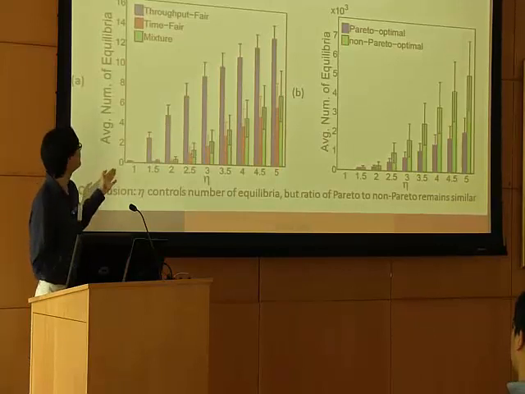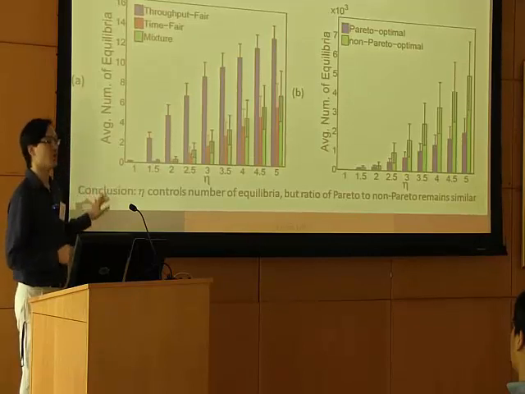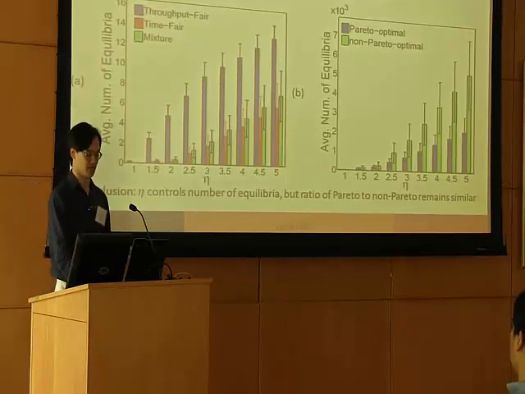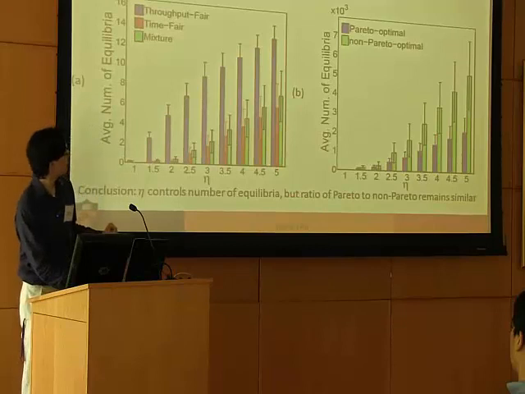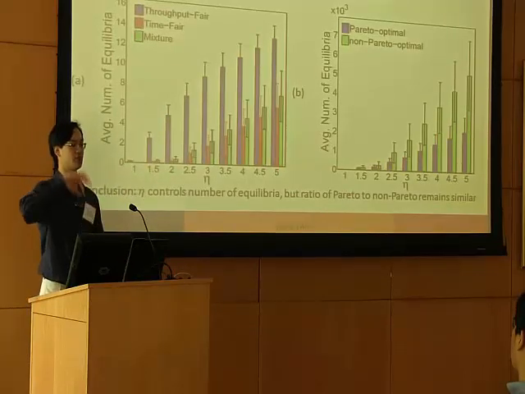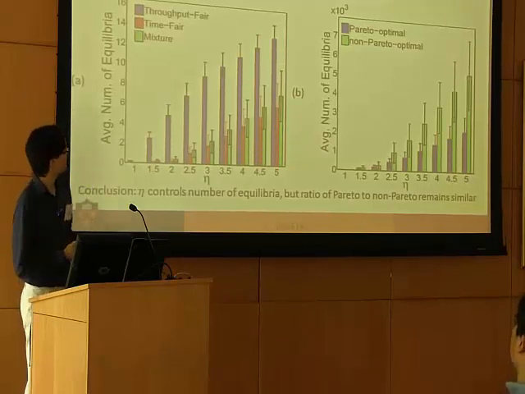In this case, throughput fair, we have 200 equilibrium points, time fair only 4, and mixture only 8. 8 states in 3 to the 9, which is about 19.5K. And what you can see here is as you increase eta, because as the switching threshold increases, you need more gain to switch, more and more points become equilibrium.